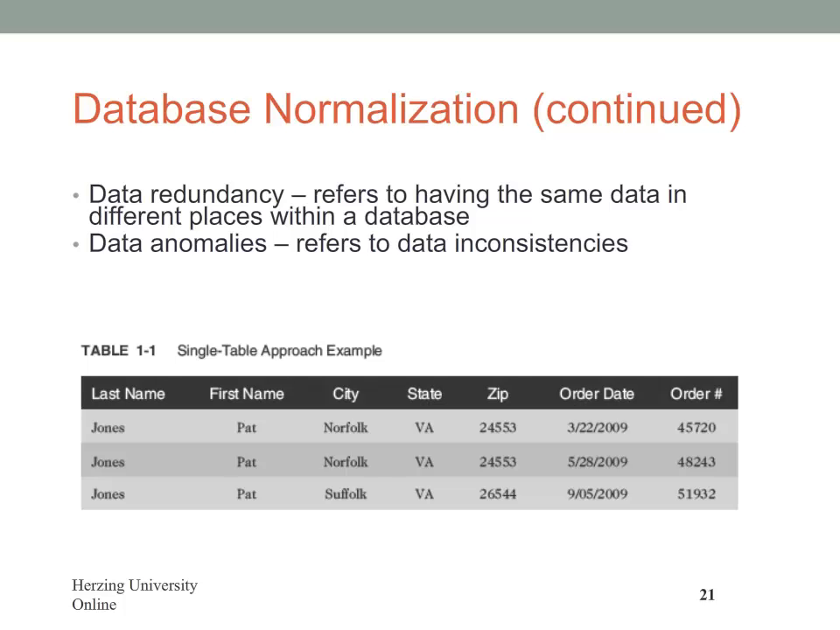So what is data redundancy? This refers to having the same data in different places within the databases. Likewise, data anomalies refer to inconsistencies within the data.